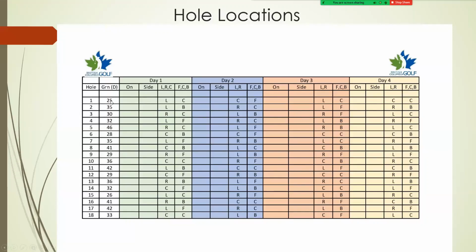So I've got all the green depths listed here on the left, all the hole numbers, obviously. And then this would be a guide. Okay, so on day 1, on hole number 1, I'm going to try to have a left pin that's center in terms of front, center, back. And hole number 2, maybe you're going to have another left pin, but it's going to be back. Hole number 3 is going to be a right pin, center. And you can see I've just done that.